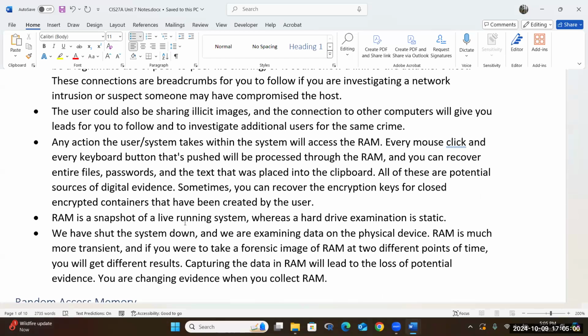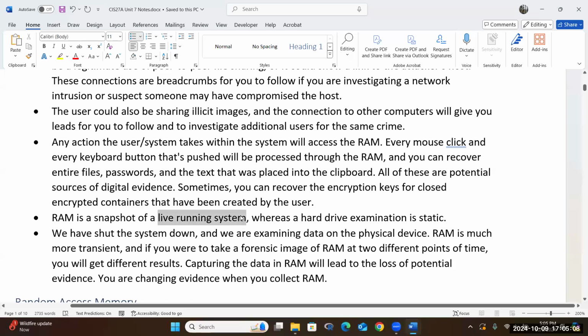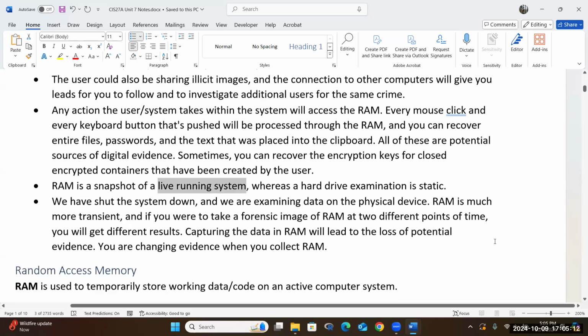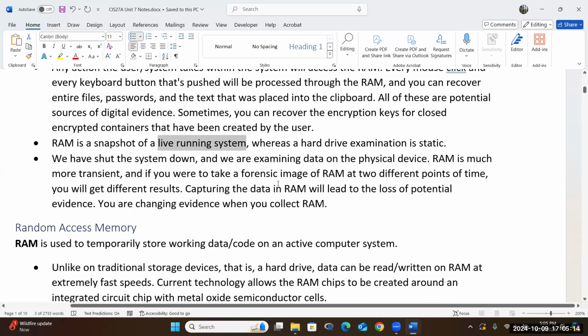Just like your disk drive, you can use a snapshot of your RAM. You can create an image of it, an image of a running system, and then you can examine its storage. When you shut down the computer, your data sometimes gets flushed from RAM. So we want to make sure that you capture the RAM before you change or shut down that system.